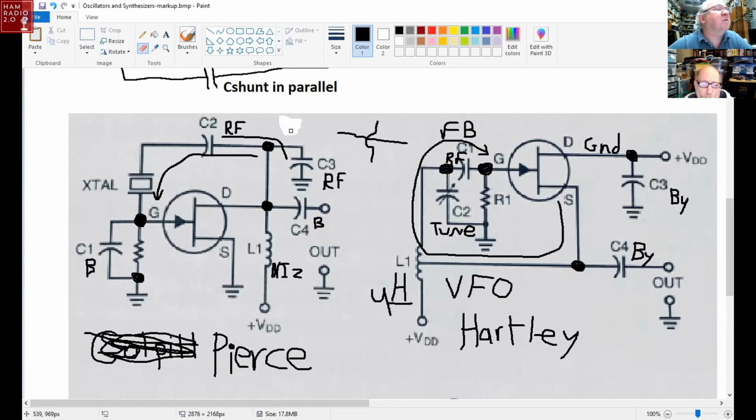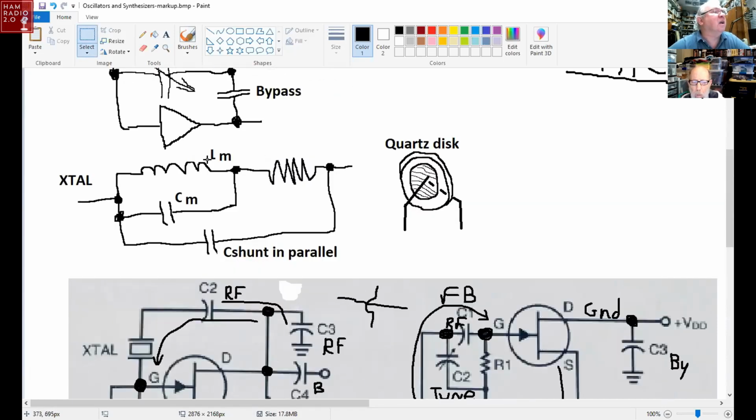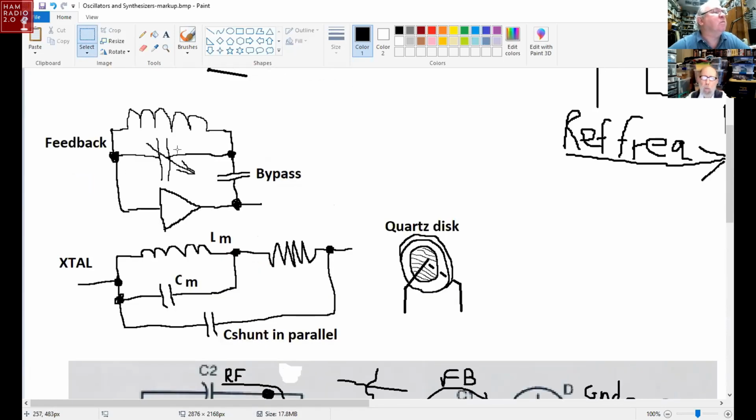Whoops, it has a gray background. That's just the way the picture came out. Pierce oscillator can be remembered by having this feedback path in parallel with the amplifier, just like up here in this first one we drew.